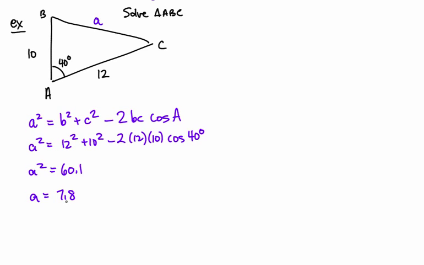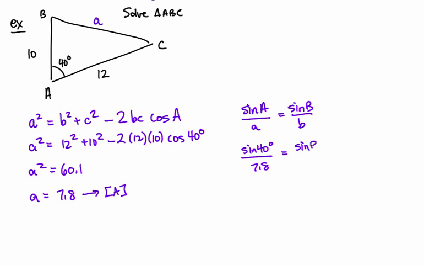A side is 7.8. Now to find another angle, because now I have all three sides, we can use the cosine law or use the sine law. It doesn't really matter. Again, I kind of like the sine law, so sine A over A is sine B over B. Sine A is 40 degrees, A is the 7.8. I'd again use the storage button on my calculator and call it the actual letter A. B is what I'm calculating, and small b is 12.